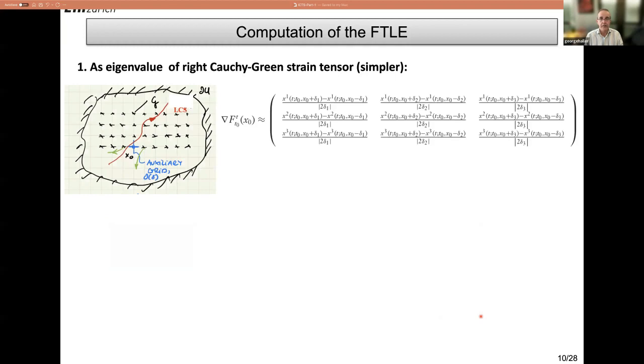So how do you compute them? This is very quickly. I know that there are questions in the chat. Should we stop now for questions? Unfortunately, I don't see them. Yes, there is a question. Is there any advantage using FTLE instead of FSLE, especially about objectivity?